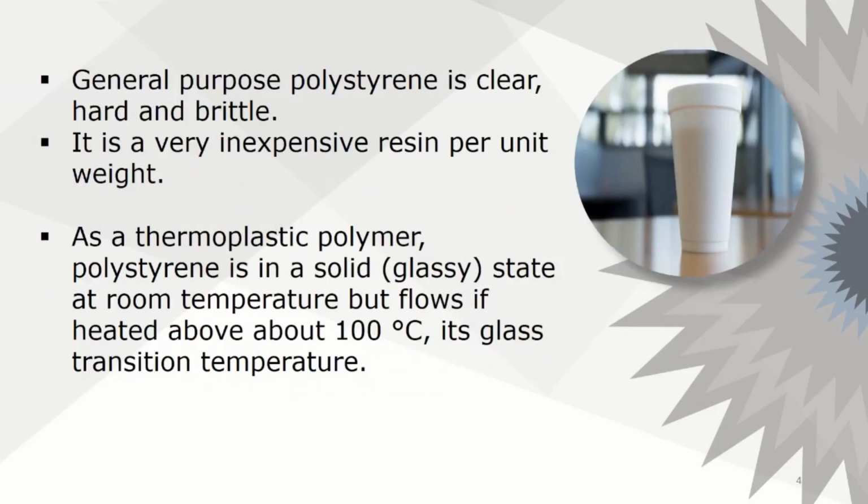At the same time, general purpose polystyrene is clear, hard and brittle. It is a very inexpensive resin per unit weight. As a thermoplastic polymer, polystyrene is in a solid state at room temperature but flows if heated above about 100 degrees Celsius, its glass transition temperature.